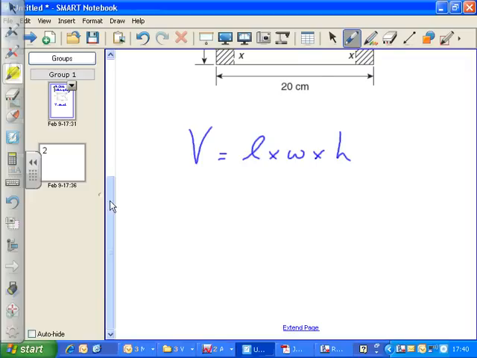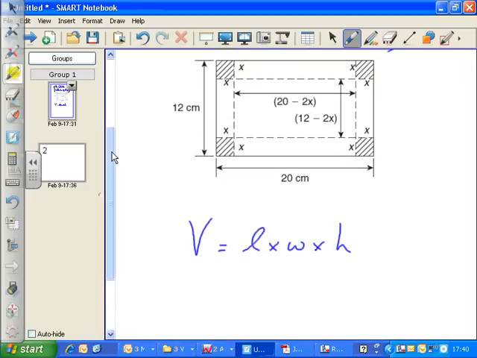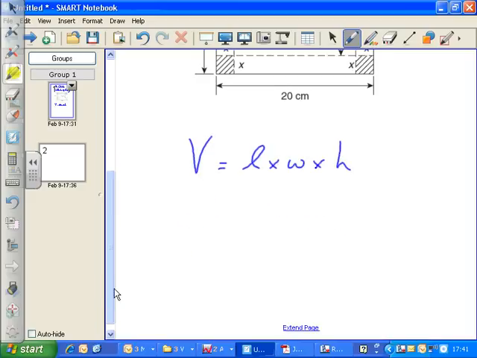What we call L, W and H is entirely up to us. But to me, the length would be the 20 centimeter dimension, the width would be the 12 centimeter dimension, and the height would be x. It's up to you what you call what. What is L, the length of the box, in terms of x? Right, 20 take away 2x.